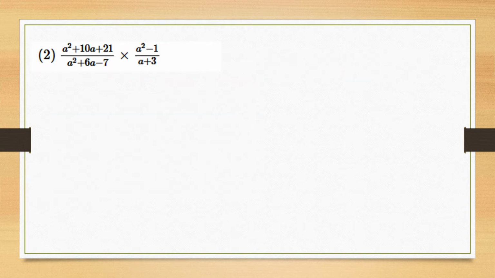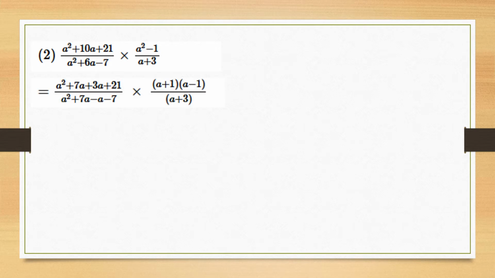Let us see the second sum. The rational algebraic expression is (a squared plus 10a plus 21) upon (a squared plus 6a minus 7), into (a squared minus 1) upon (a plus 3). Now the first expression in the numerator, a squared plus 10a plus 21, is a quadratic trinomial, and we will factorise it the same way that we solved sums in exercise 6.1.